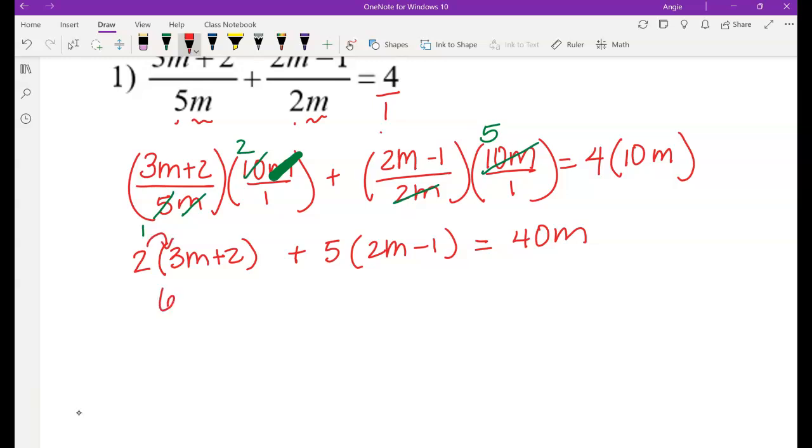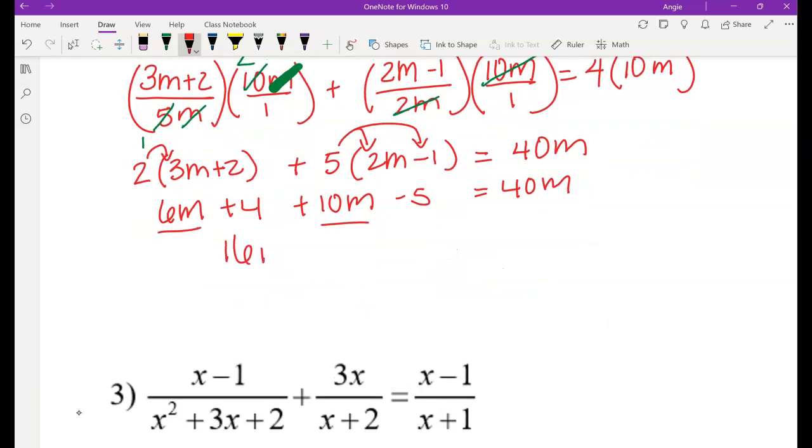2 times 3m, guys, is 6m. 2 times 2 is 4. 5 times 2m, students, is going to be 10m. 5 times negative 1 is negative 5, equals 40m. Combine like terms: 6m and 10m will give us 16m. 4 and a negative 5 is going to be a negative 1, equals 40m.